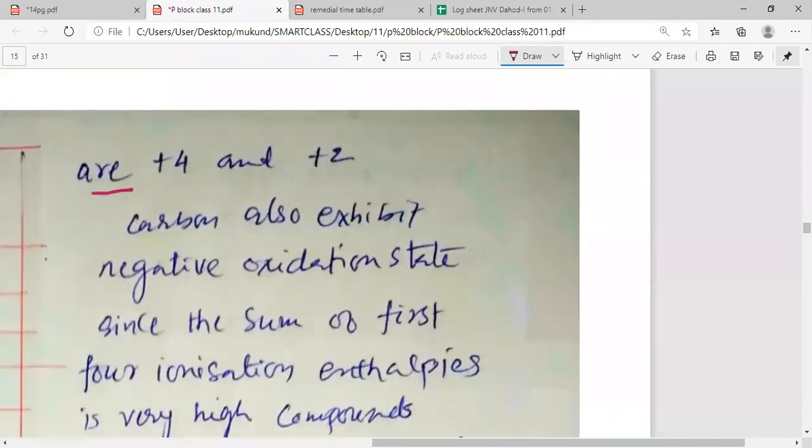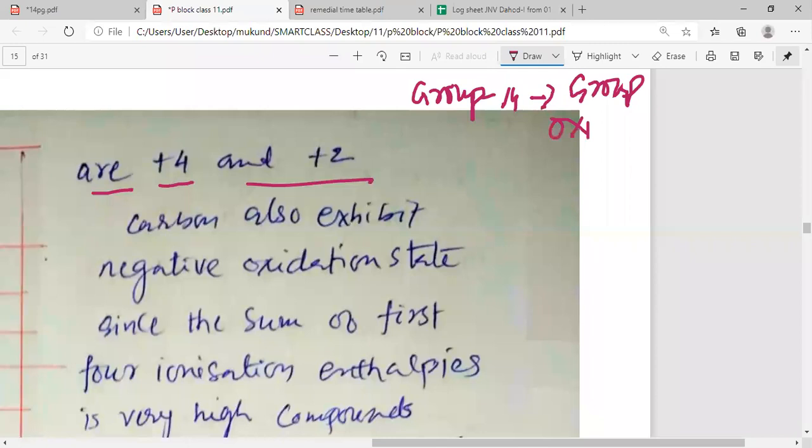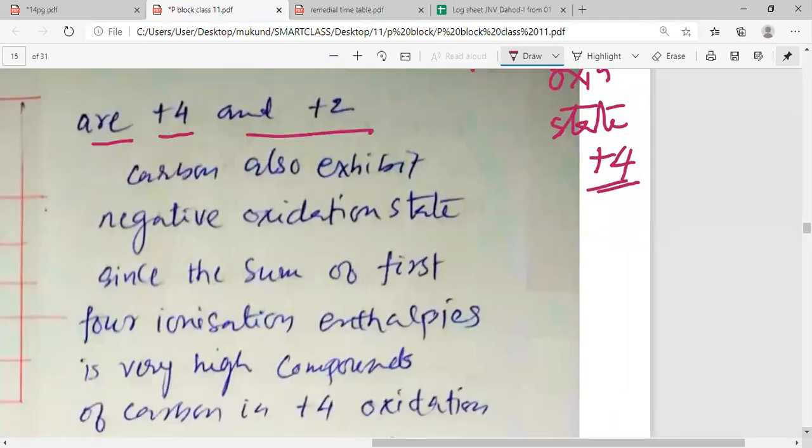Okay. The common oxidation states are +4 and +2. Generally, for group 14, the group oxidation state is +4. That is what we have studied in the previous chapters. Carbon also exhibits a negative oxidation state, since the sum of the first 4 ionization enthalpies is very high.